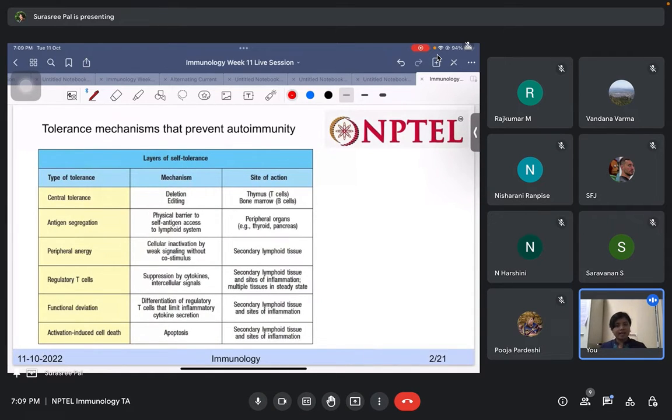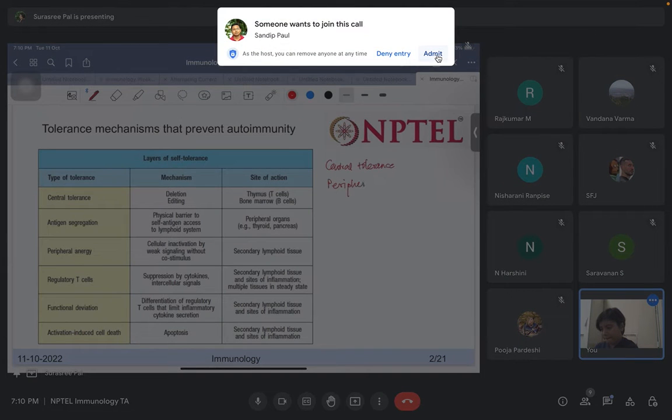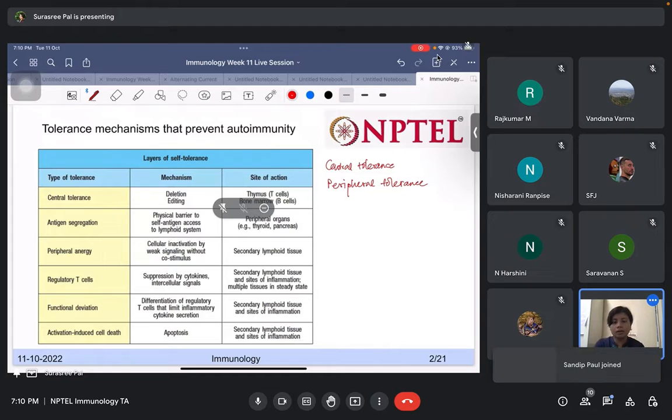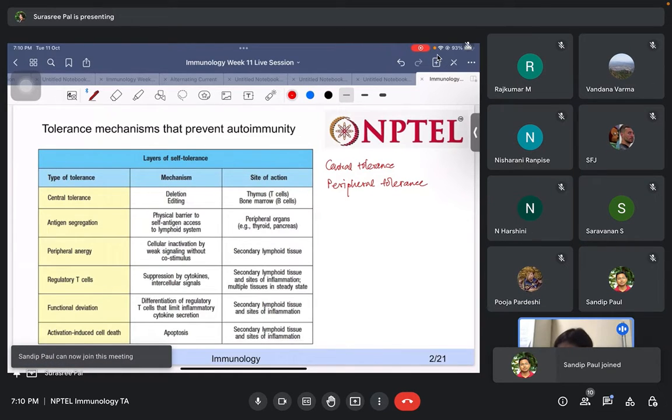So tolerance mechanism can be of two types. One is central tolerance, another is peripheral tolerance. Central tolerance and peripheral tolerance. So what is central tolerance?